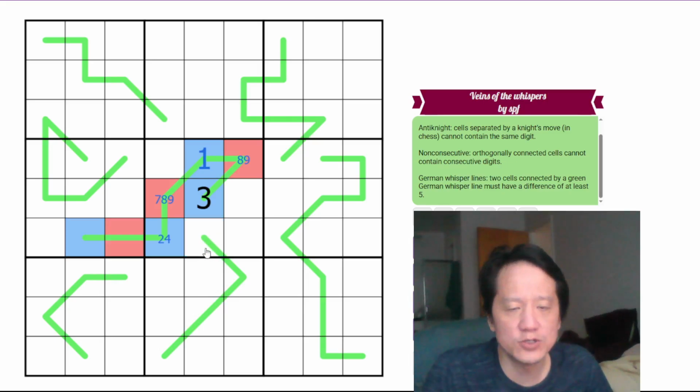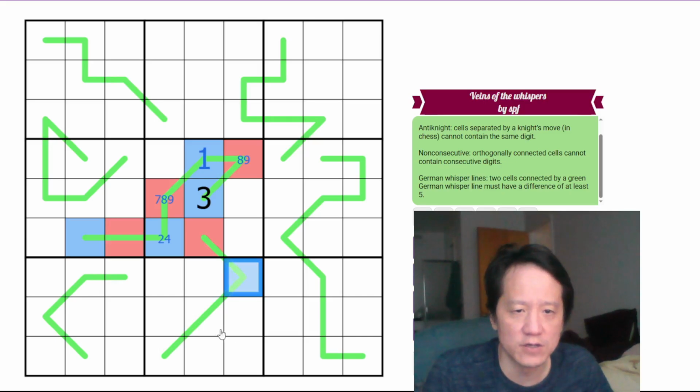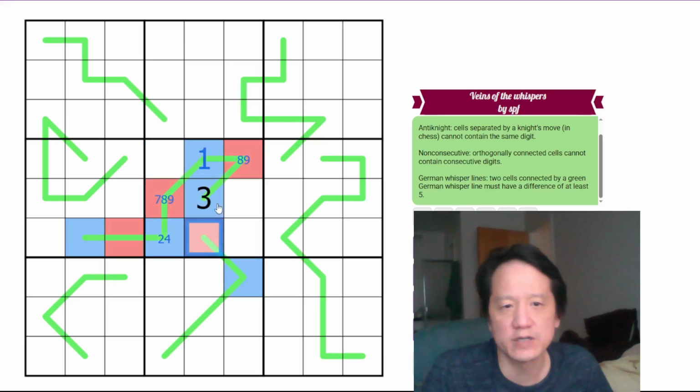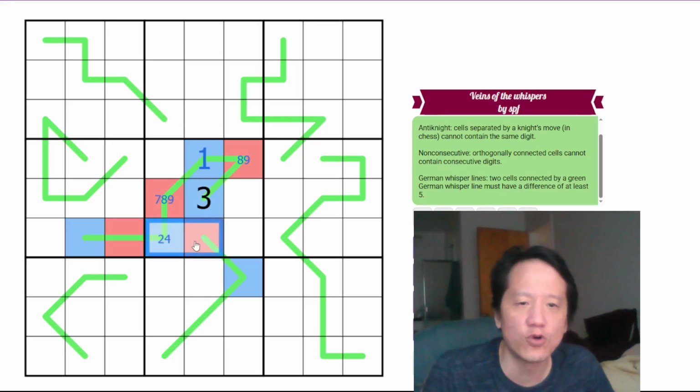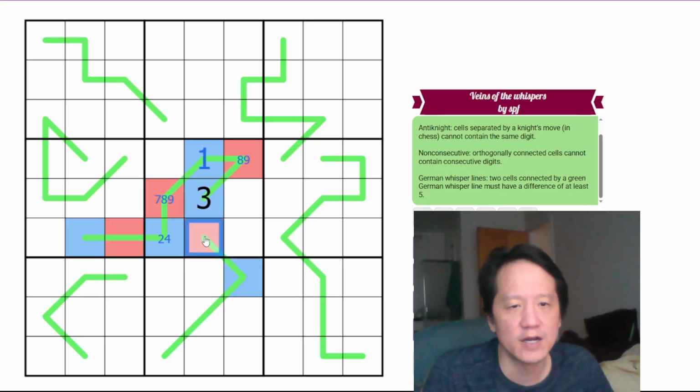This cannot be 2 or 4, so this must be a high then, which makes this a low, right? Because the only other low in the central box is 2 or 4, because we already have accounted for 1 and 3. So if this were low, it would be 2 or 4, but then it would be consecutive with an orthogonally connected cell, which would break the non-consecutive rule. So this must be high then, which makes this low, which makes this high, and therefore this is low.